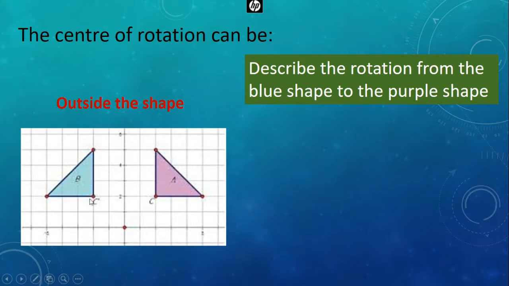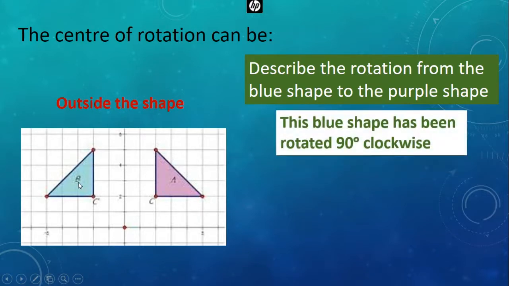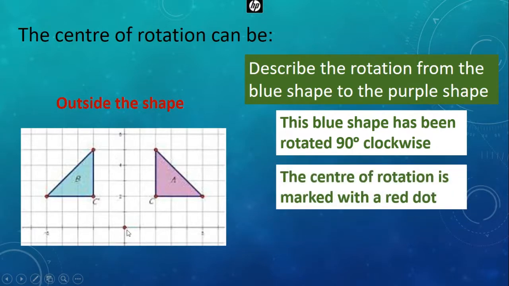Now the angle, if we were to draw a line from here to one of the points, let's choose this point C, and we drew a line from here as well, we'd see that that angle is 90 degrees. So we can describe the rotation as being 90 degrees clockwise. The blue shape has been rotated 90 degrees clockwise. The centre of rotation is marked with a red dot down here.